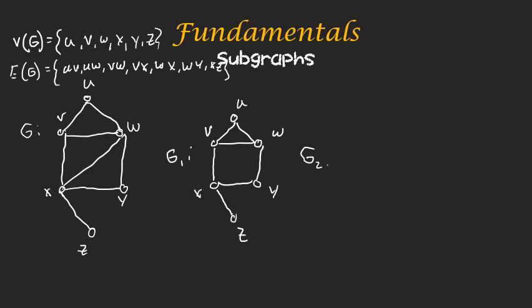Let's get the other two in here that I want to talk about. G2, W, X, and Y. So there's the names of my vertices and how are they connected.